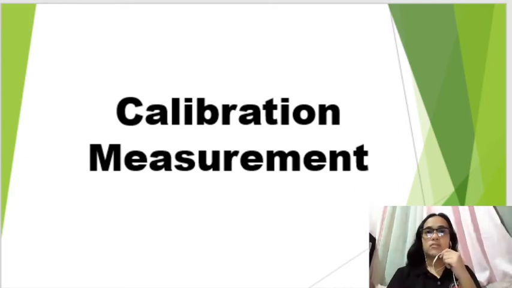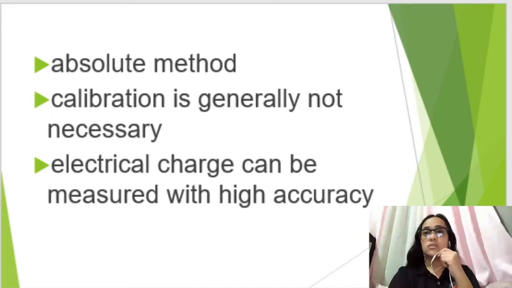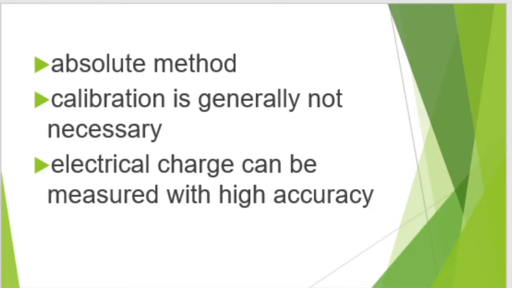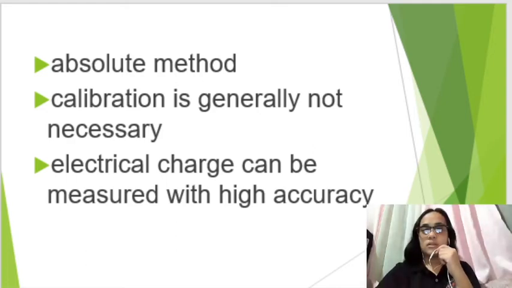Calibration measurement. Coulometry is an electrochemical method in which the total charge, or the total number of coulombs, consumed in the redox conversion of an analyte at an electrode is measured. Coulometry is distinguished from voltammetric and amperometric methods by not relying on mass transport current control to obtain a signal dependency on concentration. Coulometry is an absolute method, which means that calibration is generally not necessary as electrical charge can be measured with high accuracy.